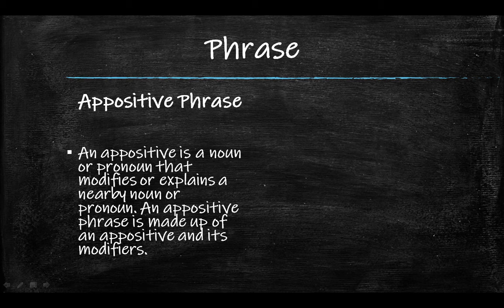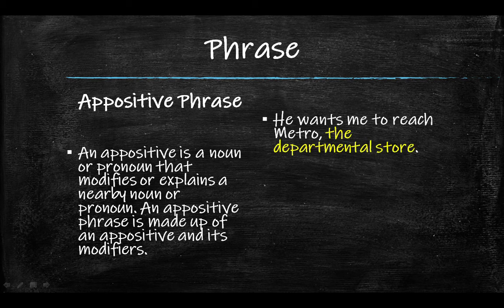And an appositive phrase is a noun phrase in its structure or composition, and it's placed in front of a noun and it explains it, and we call it an appositive phrase. Let's have examples and the concept will be clear. He wants me to reach Metro.